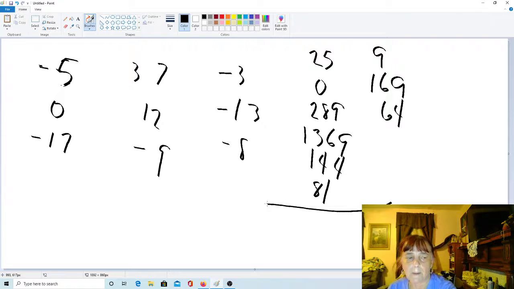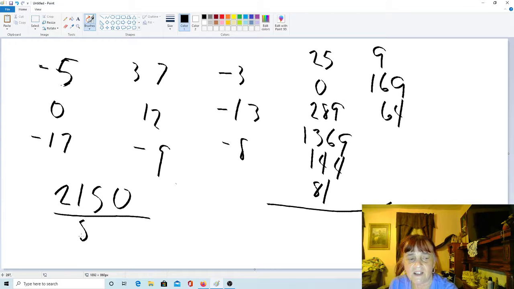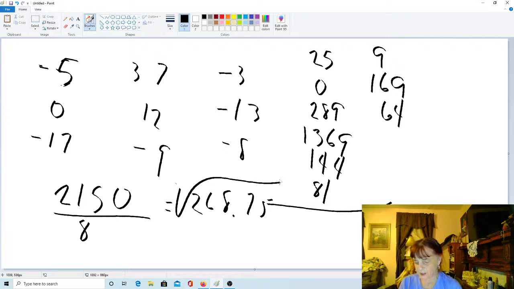Okay, 2150 is the answer, divided by 8, because there's always one less, and you get 268.75, and you find the square root of 268.75. Okay, 16.39.